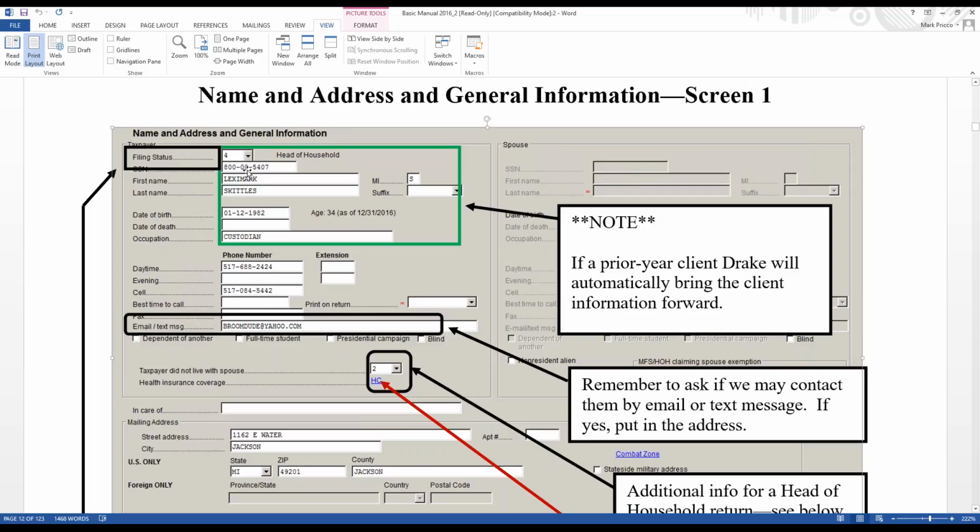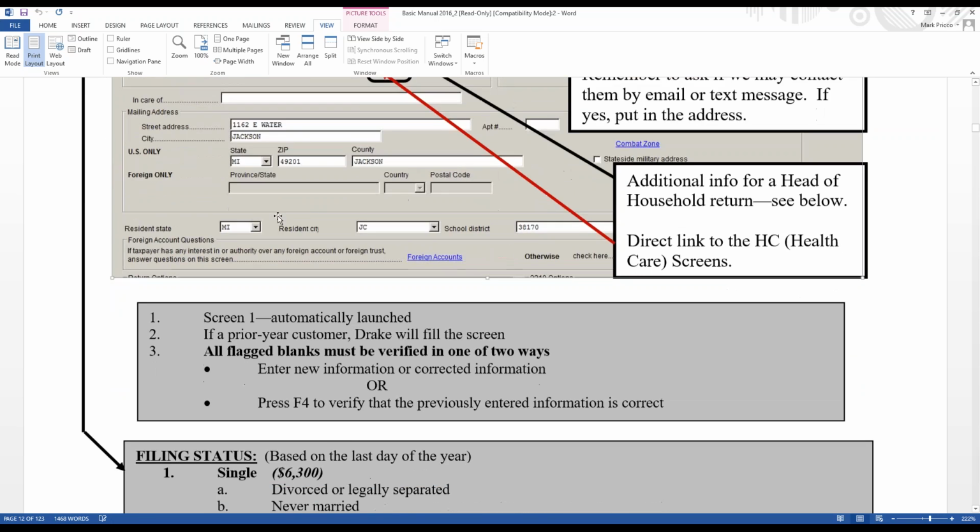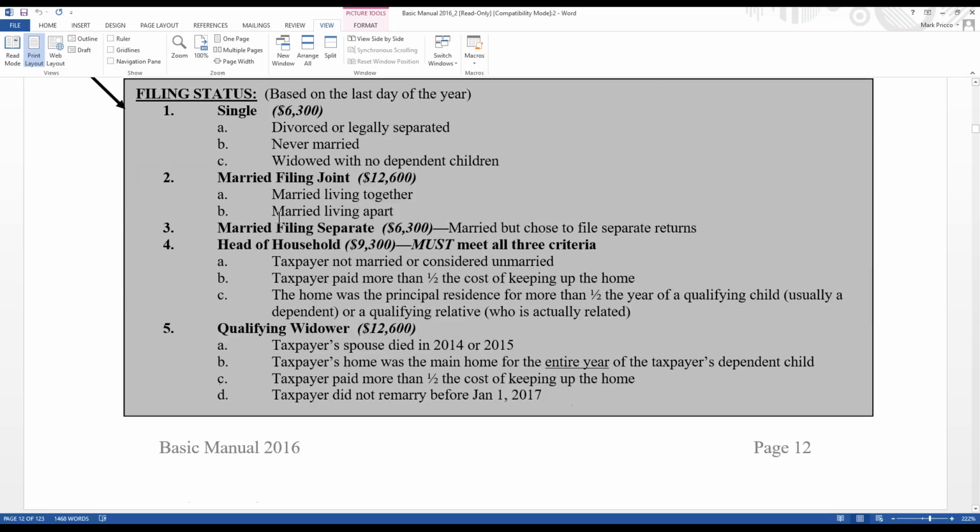So I'm going to go ahead and explain what the filing statuses are and what's the importance of a filing status and what it is. I'm going to scroll down on the page here. So there are 5 different filing statuses. Single, married filing joint, married filing separate, head of household, and qualifying widower. So a filing status is just basically what you were considered during that tax year. And I'm going to explain each one of these 5.